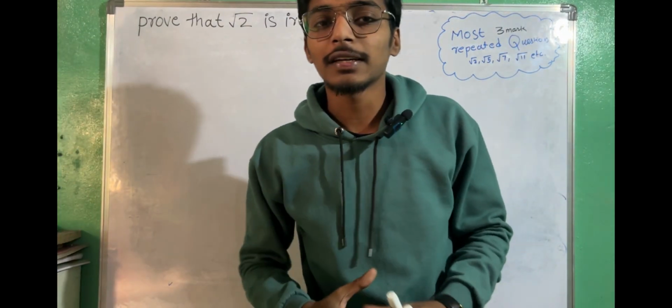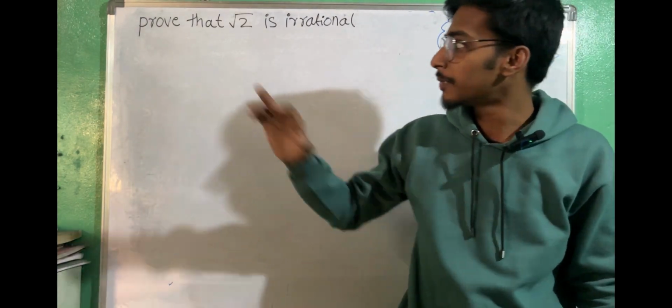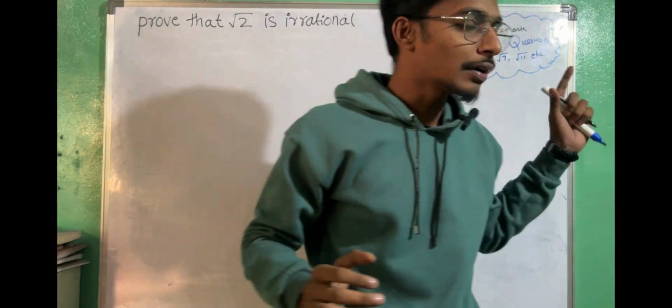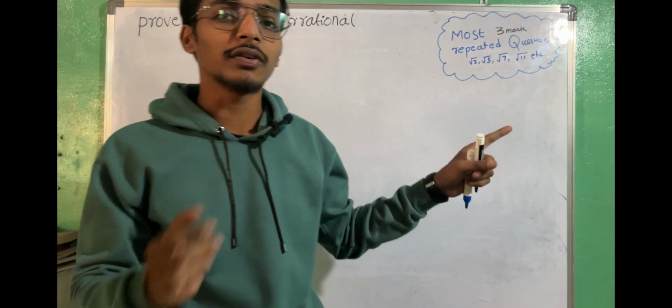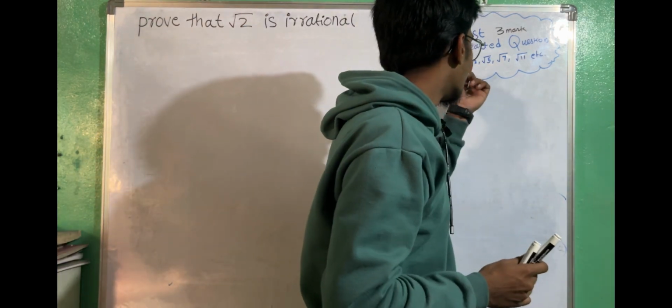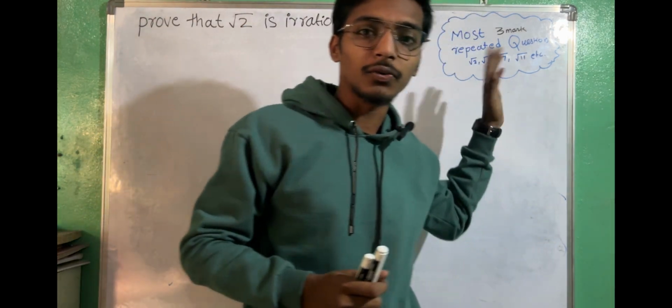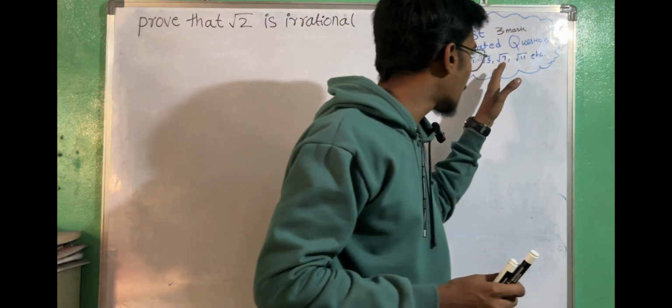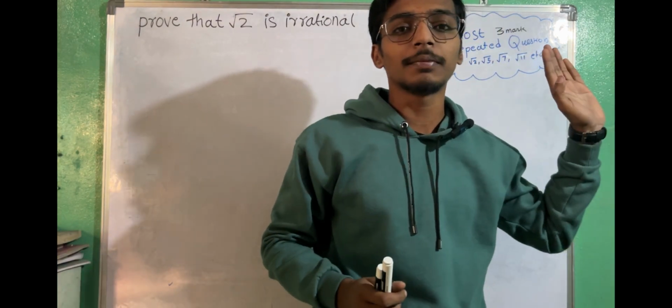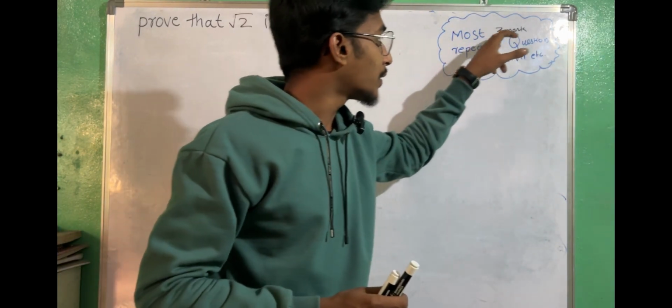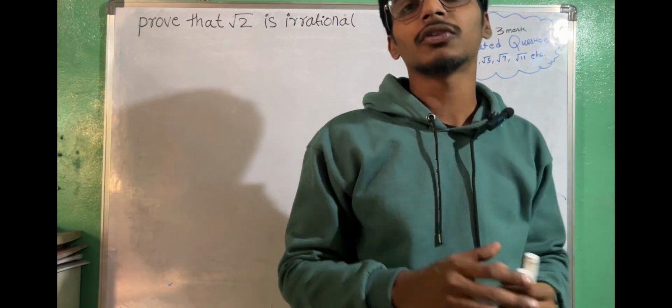Today we are going to discuss the most important question from this chapter, real numbers. This question comes for 3 marks every year in your examination. Such kind of questions, prove root 2 is an irrational number, root 5 is an irrational number, root 7 is an irrational number, will come in your exam for 3 marks. This is one of the important questions.